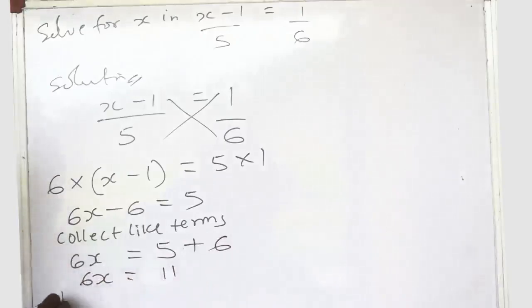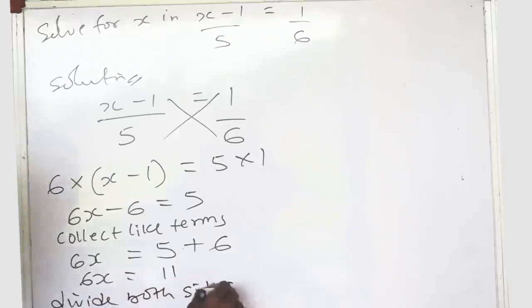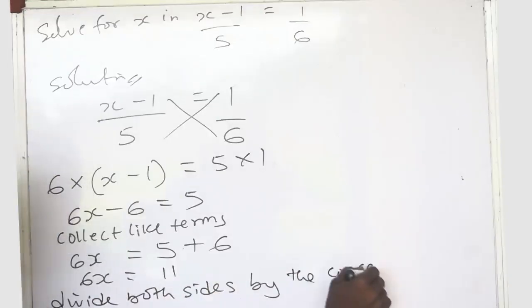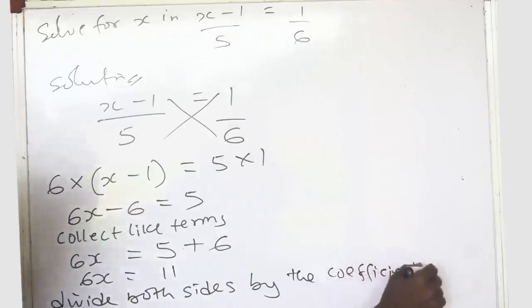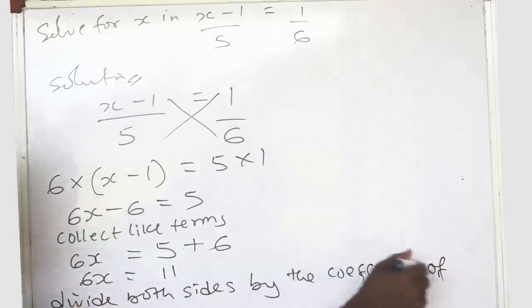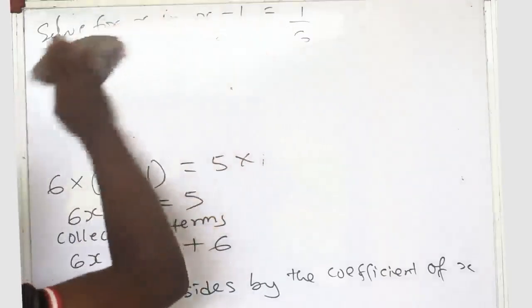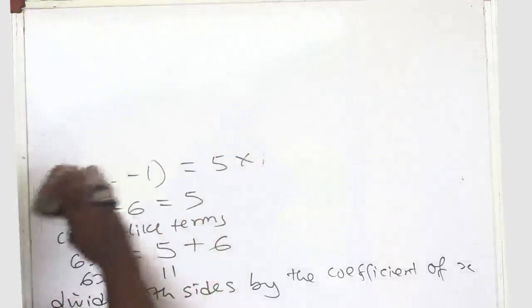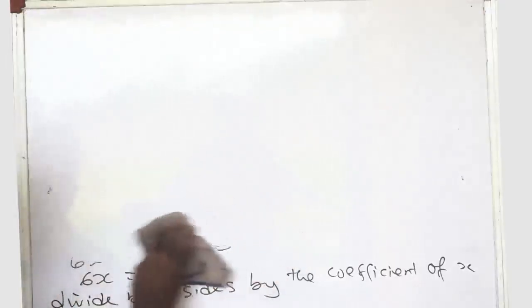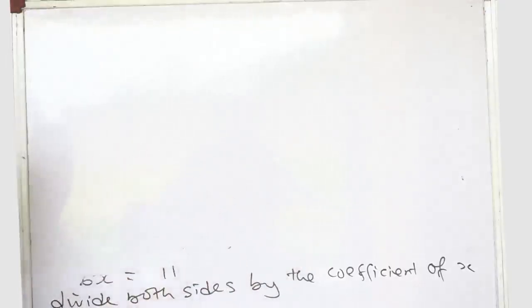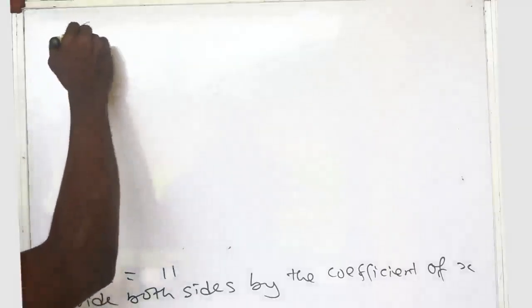So in order to find x, you say divide both sides. We are dividing because of equality sign. You say divide both sides by the coefficient of x. So when you say so, you bring it down. Let me take this up and go ahead to place it so that you guys will not be carried away. So we have 6x.